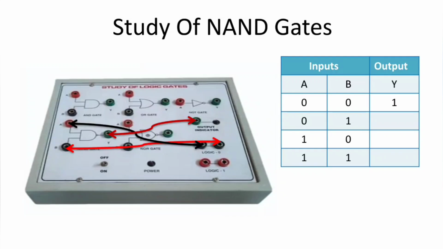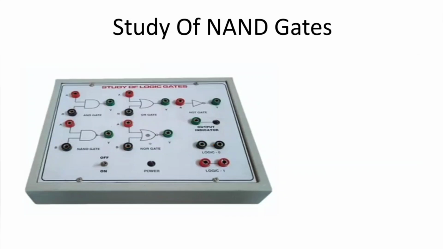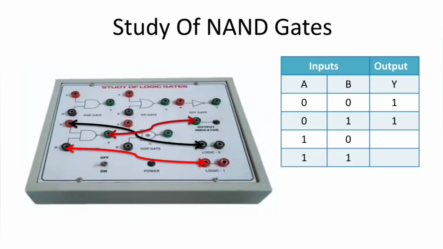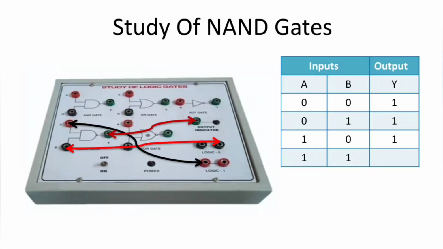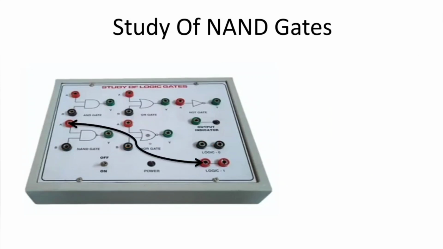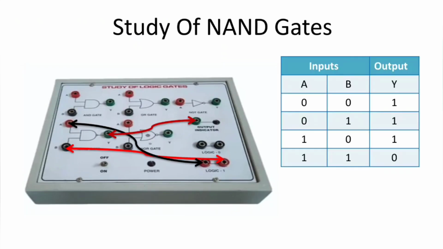When A is connected to logic 0 and B is connected to logic 1, then also output will be high. Now logic 1 is applied to input A and logic 0 to input B. In this condition, the output of NAND gate is 1. When both inputs are high, output will be low. So, from this we can say that whenever all inputs are high, output of NAND gate will be low.